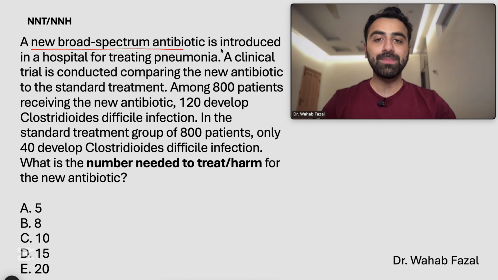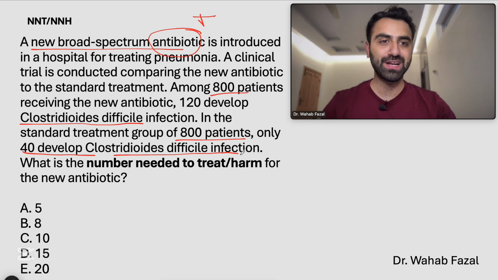A new broad spectrum antibiotic, so we know this is a treatment, is introduced in a hospital for treating pneumonia. A clinical trial is conducted comparing the new antibiotic to the standard treatment. Among 800 patients receiving the new antibiotic, 120 developed the Clostridium difficile infection. In the standard treatment of 800 participants, only 40 developed Clostridium difficile infection.